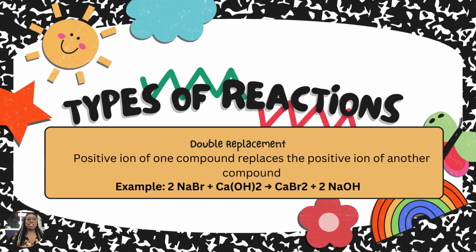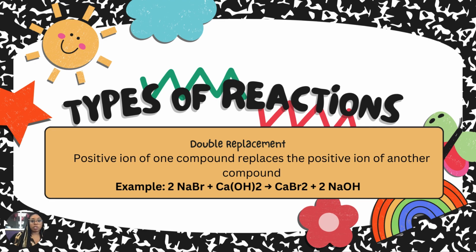Next, we have a double replacement. Double replacement is when you have your positive ion of one compound and it replaces the other positive ion of another compound. So here, for an example, we have Na, which is a metal, which will be considered our positive ion, paired with Br, which is our negative ion. Then we have Ca, which is our positive ion, paired with OH, which will be considered our negative ion. So we have that in the reactant.